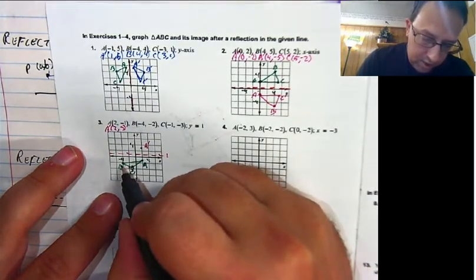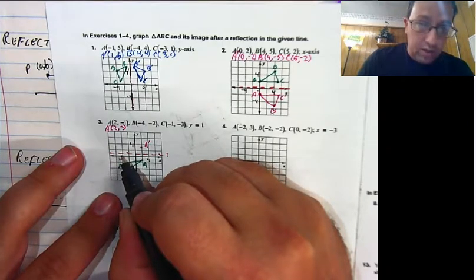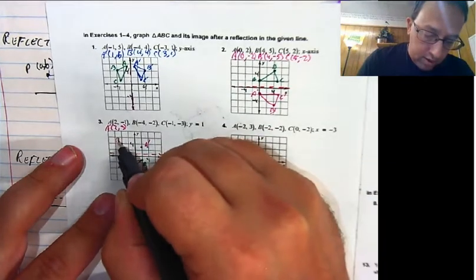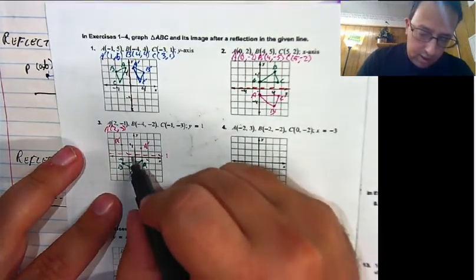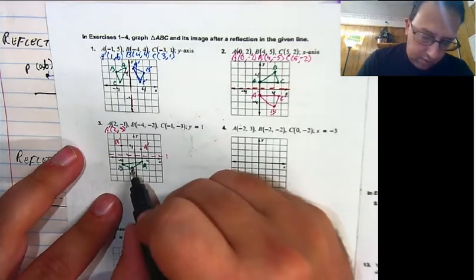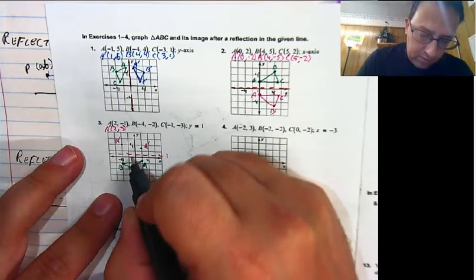Okay, let's see. B is right now 1, 2, 3 units below the line, so we need to move it 3 units above the line. 1, 2, 3, right there. B prime. C is way down here at negative 3. So that'd be 1, 2, 3, 4. So it needs to be 4 units above this line.